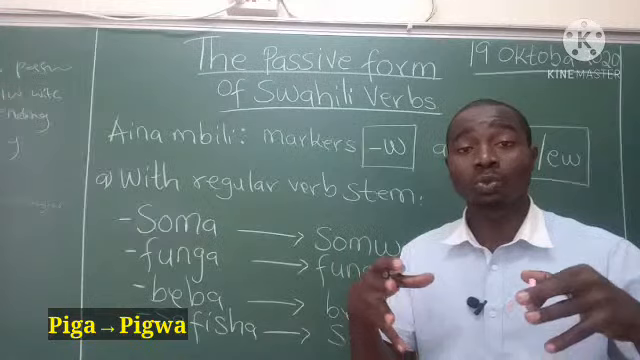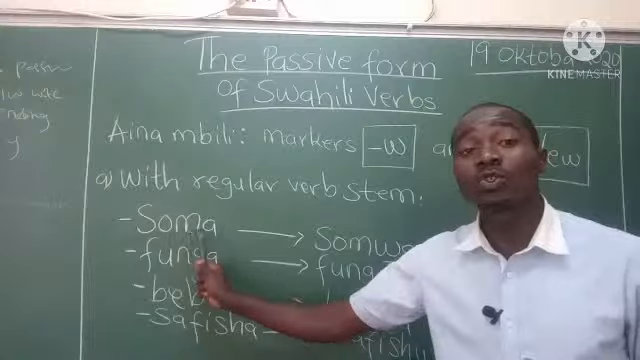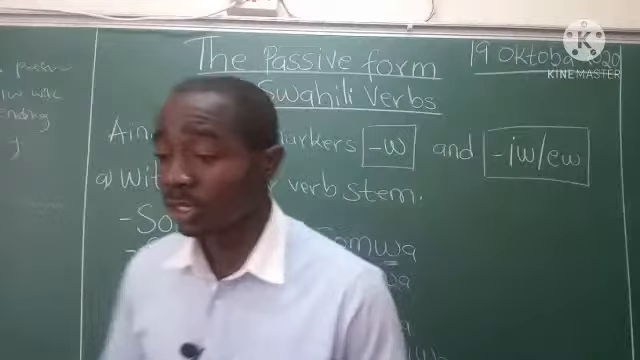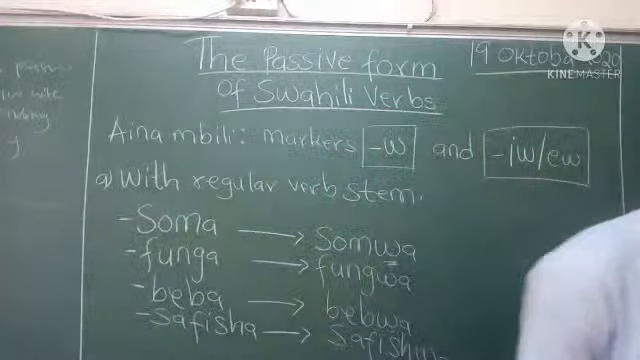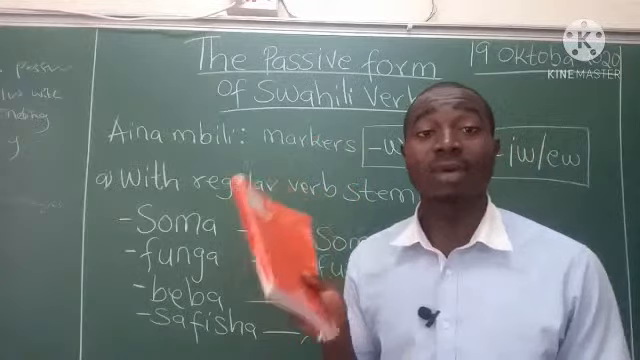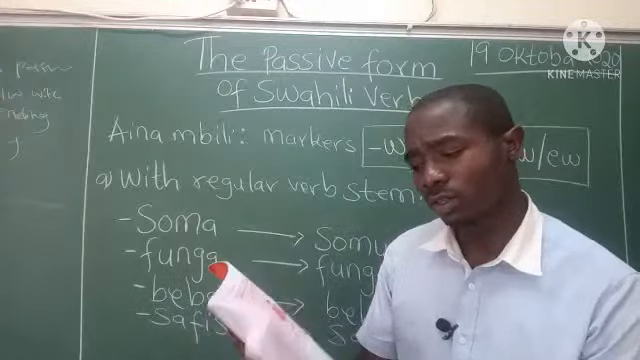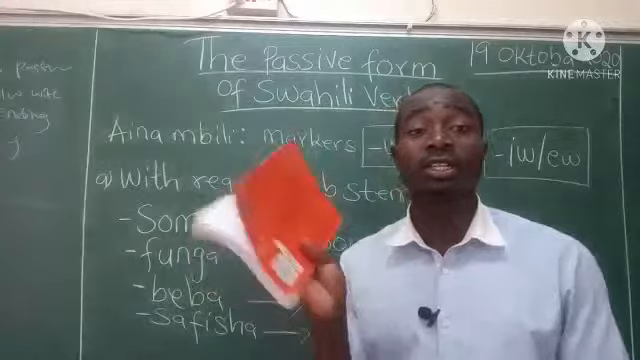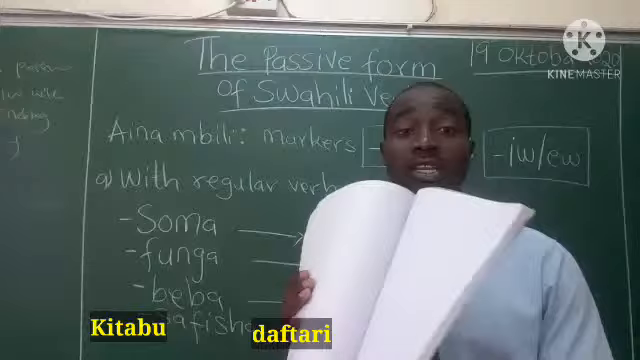Let's start with the first verb, soma. Take a book and start soma. Ninasoma kitabu. Ngoja nichukue kitabu hapa. Kitabu, ninasoma kitabu, soma. Mwalimu anacheza, mwalimu anafundisha. Kitabu, ninasoma kitabu, sawa. Kitabu, daftari. Sawa. Soma.